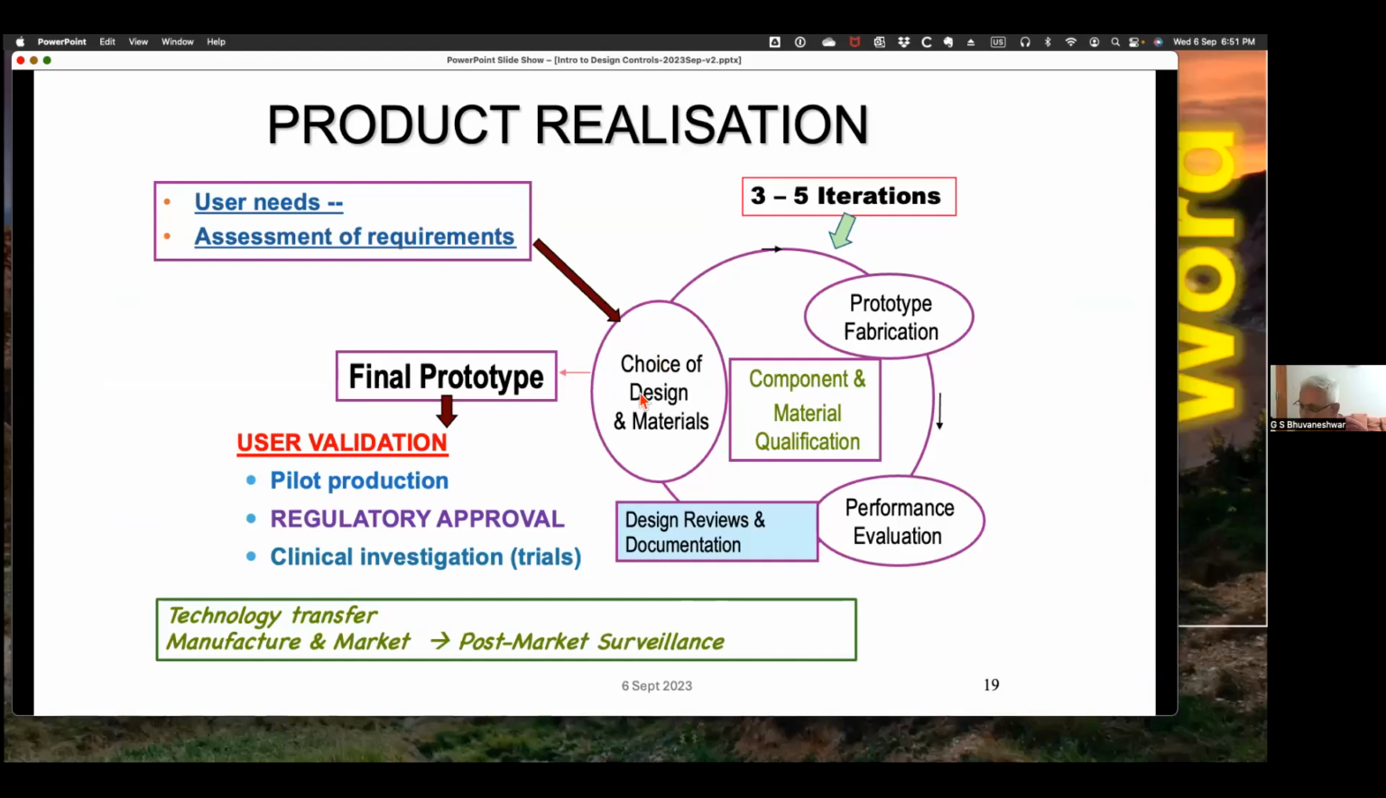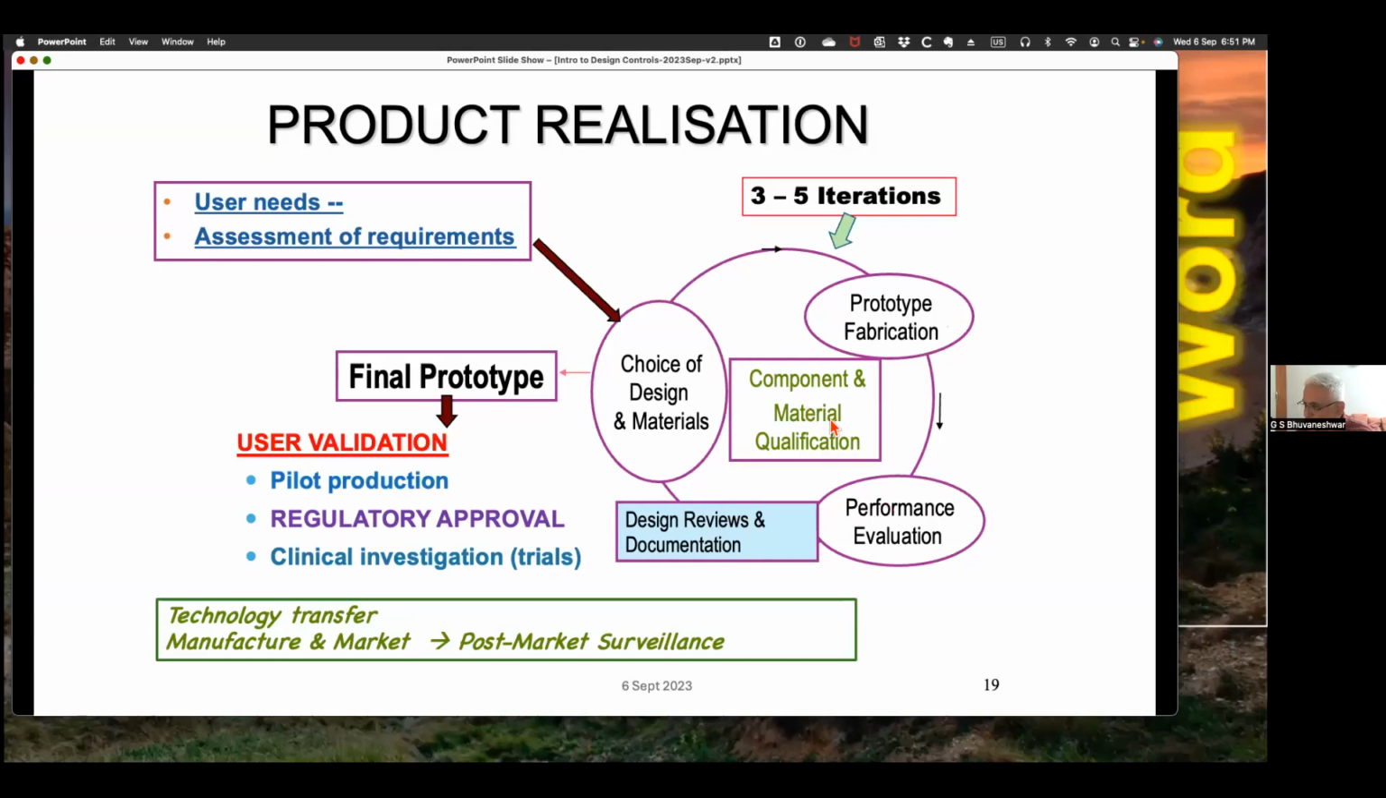Down to look at the choice of design and materials for our heart valve. Then we did a prototype fabrication, did all the testing, performance evaluation, both in the laboratory as well as in animal models. And then, of course, each time we had a failure, we did a review of why the failure occurred and how to improve the design to prevent the failure.